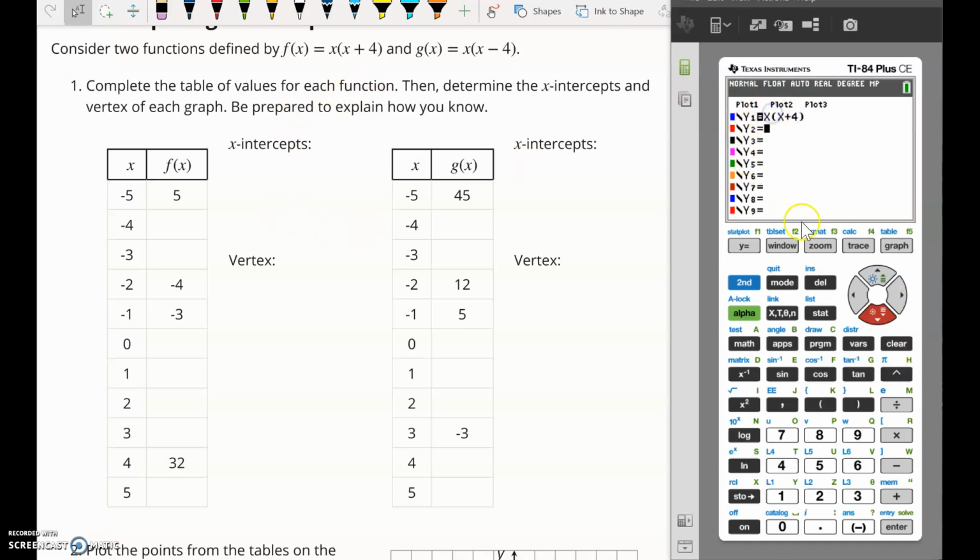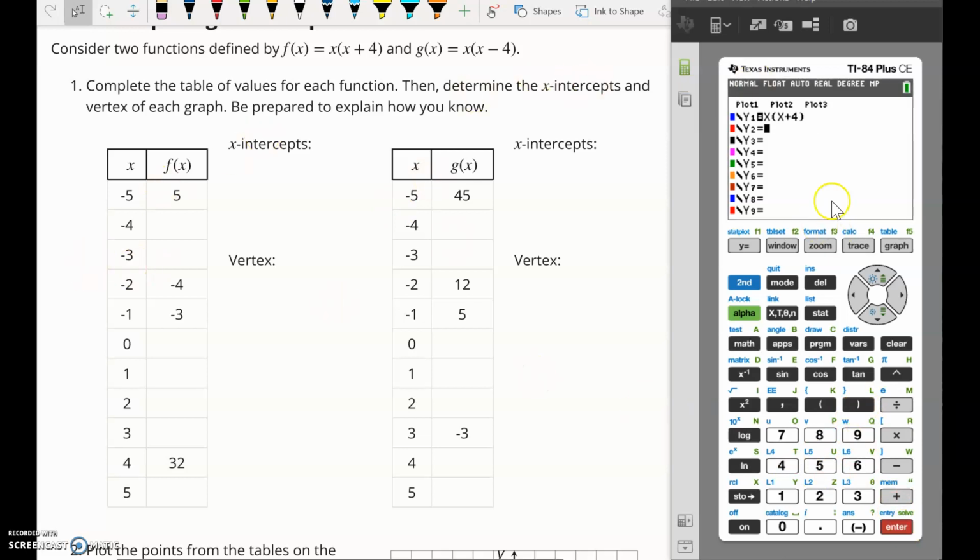So let me show you, if I clear this function out, go to the home screen. Here's how I'm going to put this function into my calculator. The first thing I'm going to do is go to the y equals, and I'm just going to type in x times the quantity x plus 4, just like I see it. X, parenthesis, x plus 4, close parenthesis. Hit enter.